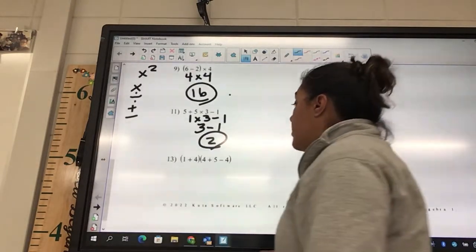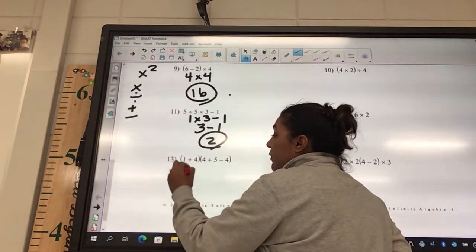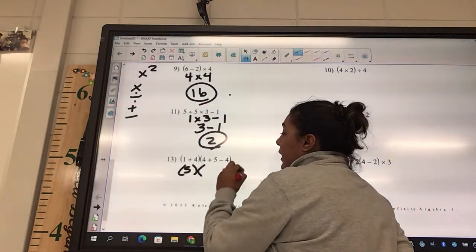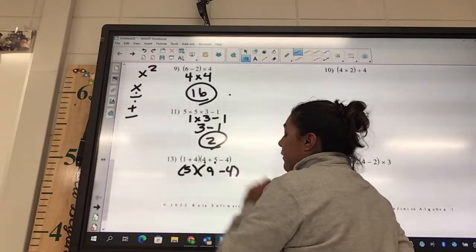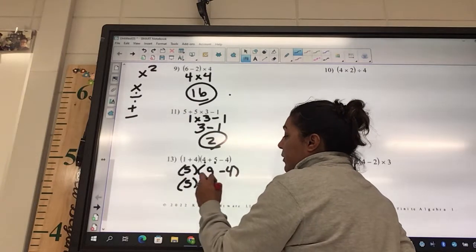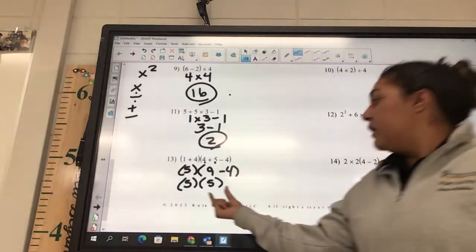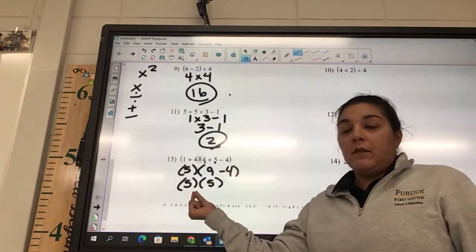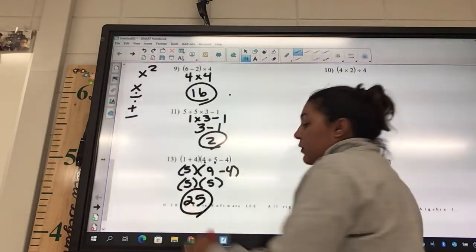Okay, looking at 13, we got some parentheses here. So let's start with the first one. 1 plus 4 is going to give you 5. Okay, and at this step, you got 4 plus 5 is going to be 9 minus 4. Okay, so you're going to get 5. 9 minus 4 is 5. Okay, and you can just think to yourself, well, what does it mean when they're right next to each other like that? Okay, that means multiply. So we got 25.